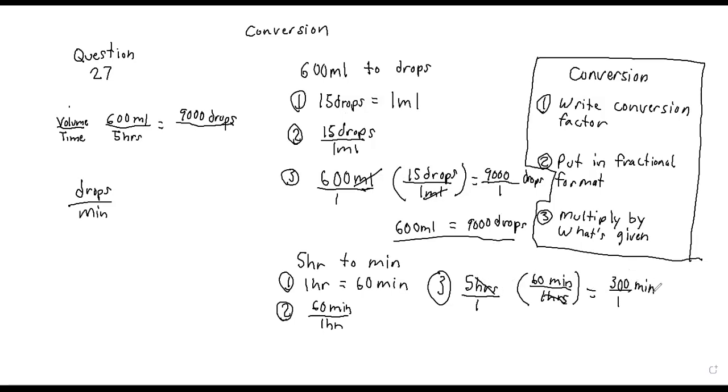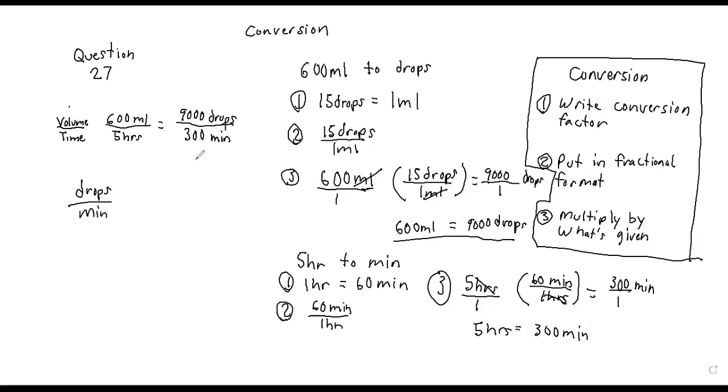Now, anything divided by 1 is itself. So that means 5 hours is equivalent to 300 minutes. So we can go ahead and put that in the bottom part here. Now we have the units that they want the answer in. They want drops over minutes. We have converted our original units to drops over minutes, and now we just simplify the numbers.